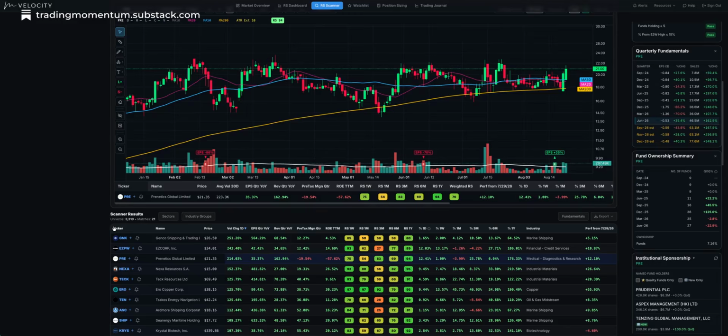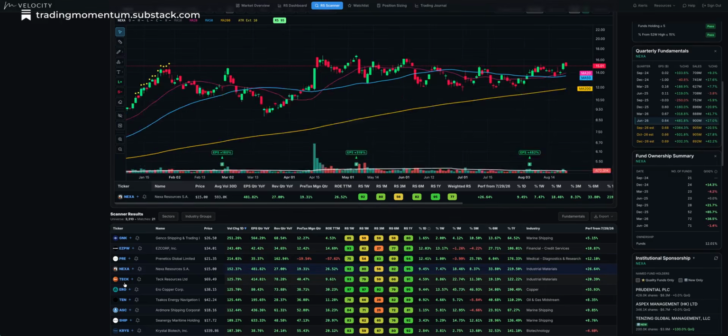And as I'm looking at this, because I look at technicals and fundamentals, I'm looking at what the earnings look like, the sales, the fund ownership, the price and volume action, and the RS, and what's the relative strength across multiple time frames. What does that look like? And so I'll just keep going through the list.